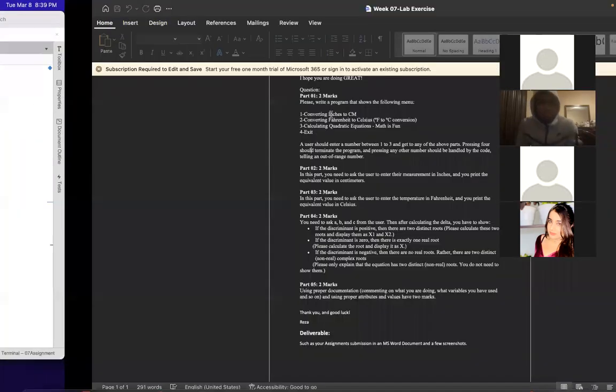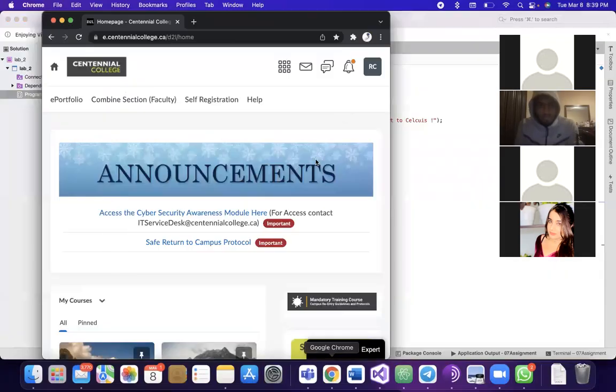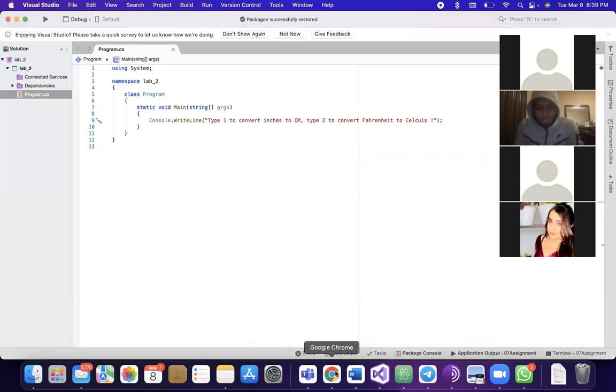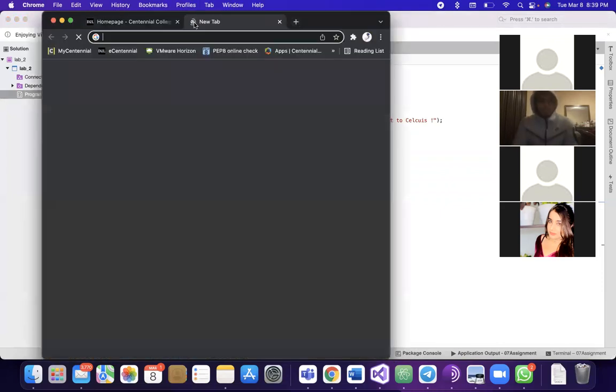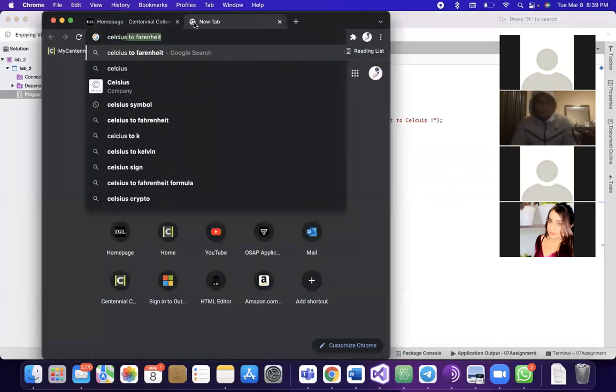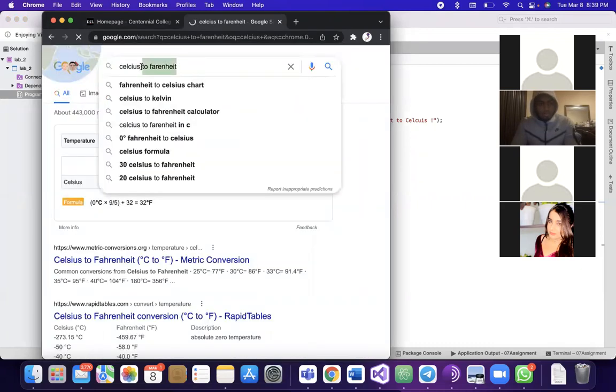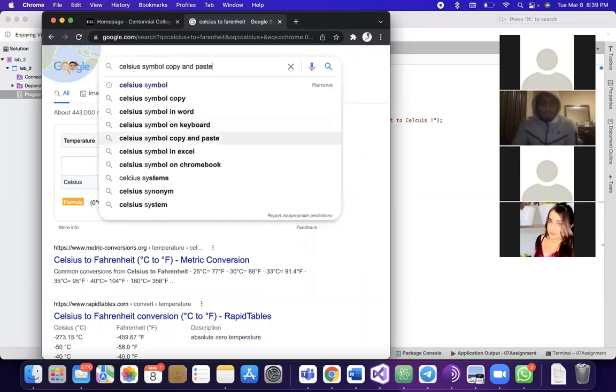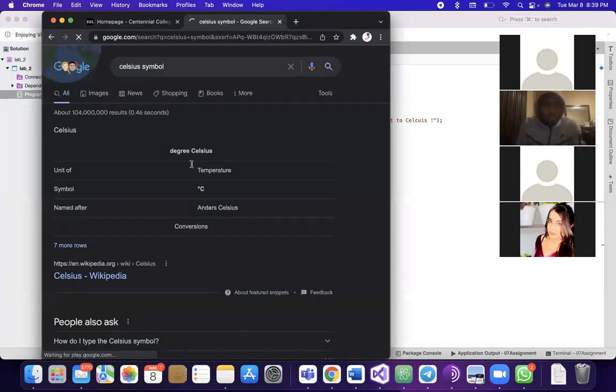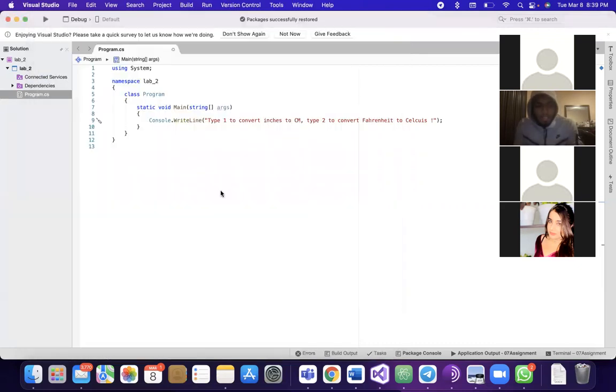I also like to use the superscript. So if you go on to Google, you can search up Celsius. I also like using these type of things. It just makes it look impressive. Yeah. I guess we don't have to use it here yet.